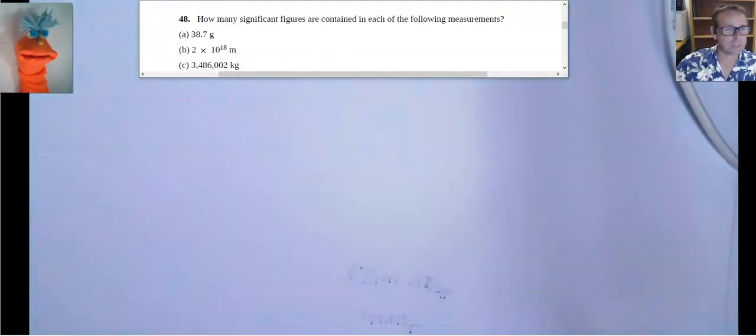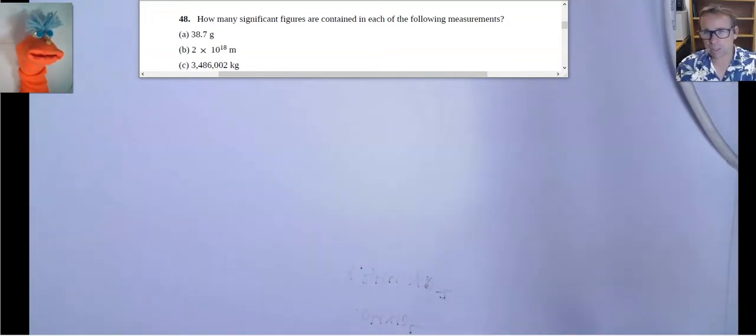Significant figures in problem number 48, right? How many significant figures are contained in these measurements? How do you feel about significant figures? I don't like them. Why not? I don't get them.